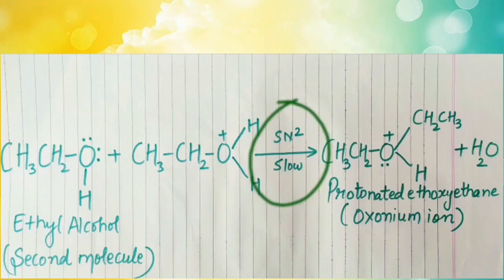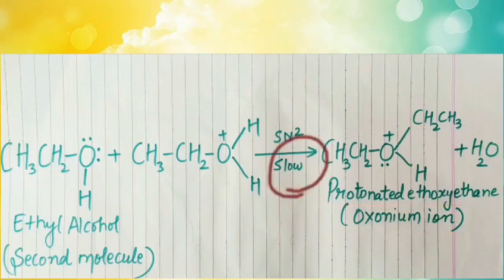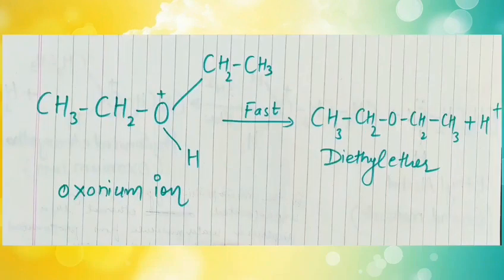In the second step, we will get protonated ethoxyethane, that is the oxonium ion, and water is also eliminated. This step is the slowest step, and one very important thing that I want to tell you: the slowest step is the rate determining step. It means if a step is slow, it will affect the rate of reaction. And now finally in the third step, the oxonium ion loses a proton to form an ether. So students, this is how we get diethyl ether from ethanol step by step. This step is fast and does not affect the rate of reaction.